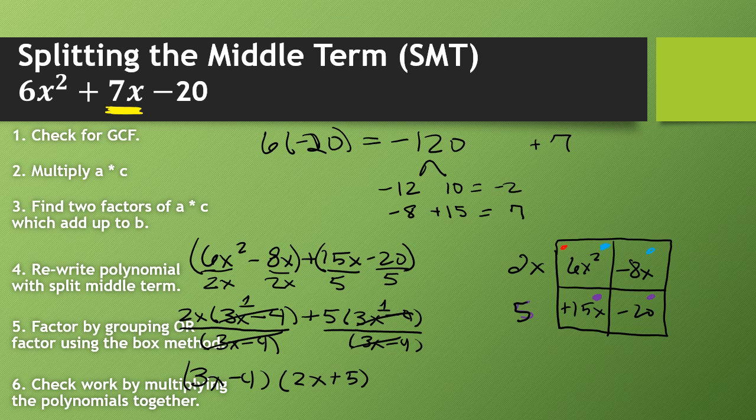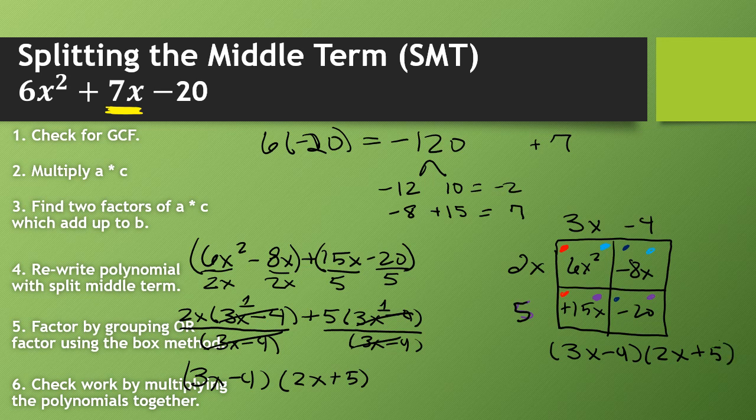Then I'm going to take column 1. I have 6x squared and I have 15x. So if I look at 6 and 15, I can factor 3 out of those. An x squared and an x, I can remove an x. If I come to the last column, I have a negative 8x and a negative 20, so I can factor out a negative 4. And when I rewrite this, it is going to be 3x minus 4 times 2x plus 5.